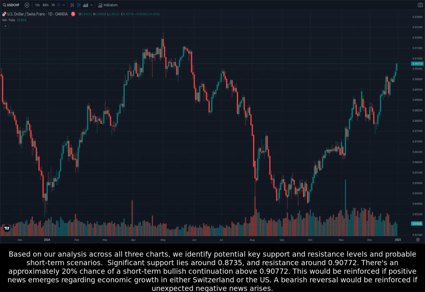Significant support lies around 0.8735 and resistance around 0.90772. There's an approximately 20% chance of a short-term bullish continuation above 0.90772. This would be reinforced if positive news emerges regarding economic growth in either Switzerland or the US. A bearish reversal would be reinforced if unexpected negative news arises.